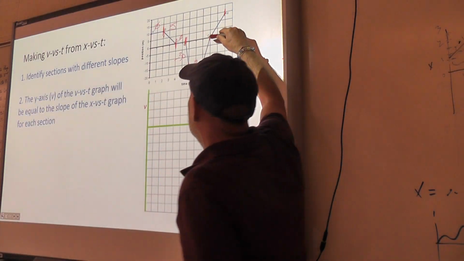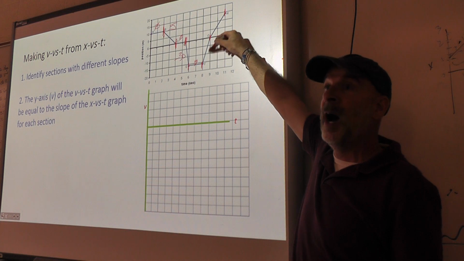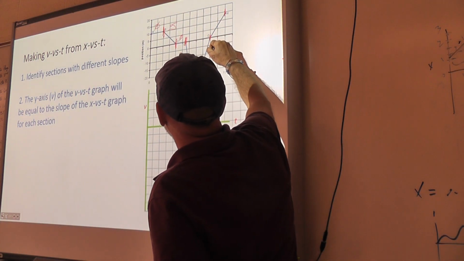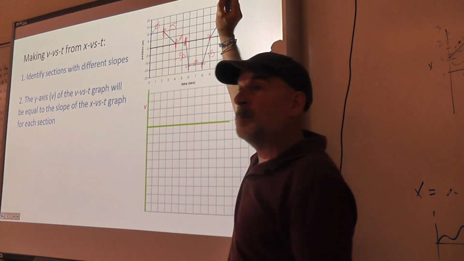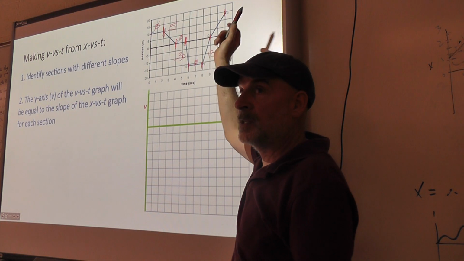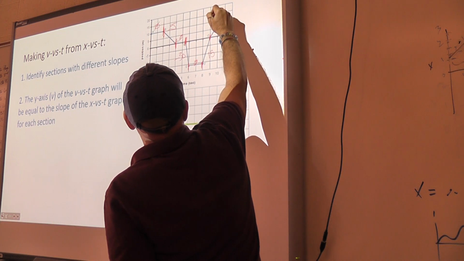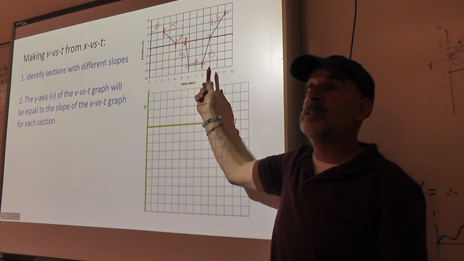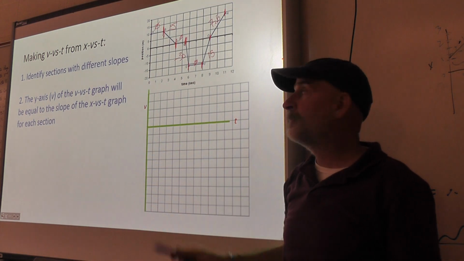This slope here, I go back 15, and I'm moving 15 in the positive direction over 1 second. That's a slope of positive 15. And then this last little bit, I move another 15 meters in the positive direction, but it takes me 2 seconds to do it. So that's 15 divided by 2, or a slope of positive 7.5. So each of my sections is identified by a length of time and a slope.